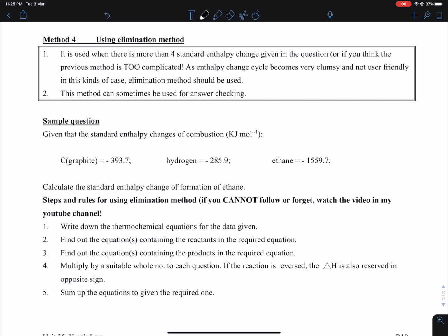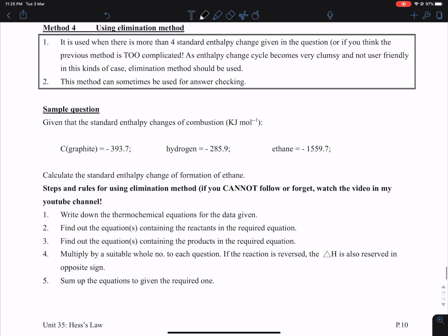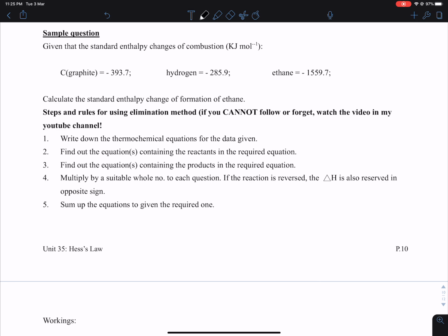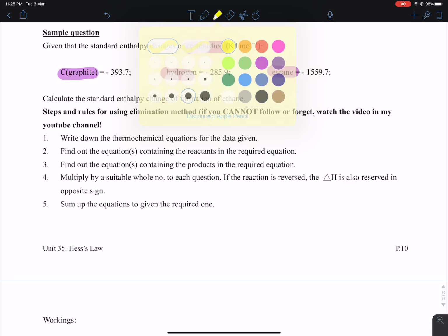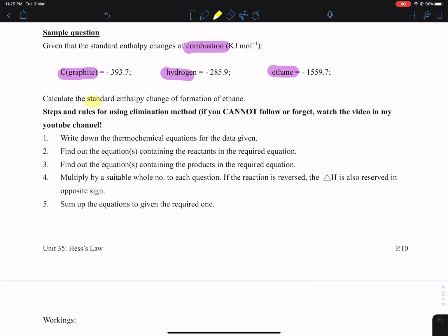So here we go. First of all, this is a sample question. In this sample question, we have quite a lot of information. We get the standard enthalpy change of combustion for the following things, and then we find the target, what we are calculating. So we are calculating the standard enthalpy change of formation of ethane. To be honest, because the numerical data are all given as combustions, we can simply use the previous method that we learned, using equations to calculate. But here we try to work it out by using this elimination method.